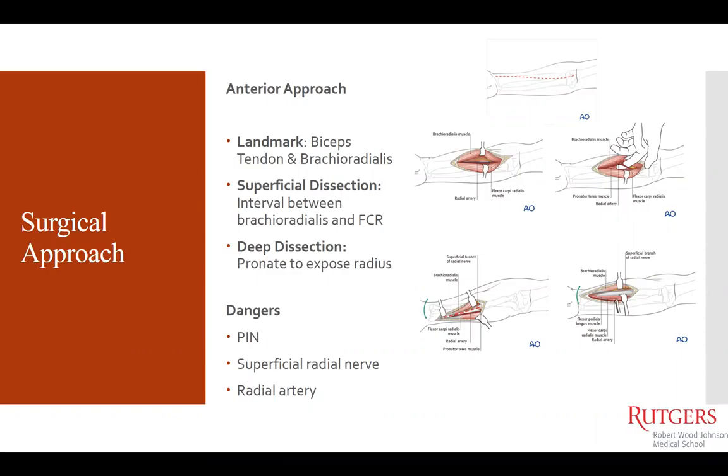Another potential pitfall here is that the superficial radial nerve is very close there, underneath the inferior lateral aspect of the brachioradialis. And if you were to injure that, potentially you can cause a painful neuroma, as well as injury to the posterior interosseous nerve, which can cause a neurapraxia that can last up to 6 to 9 months.